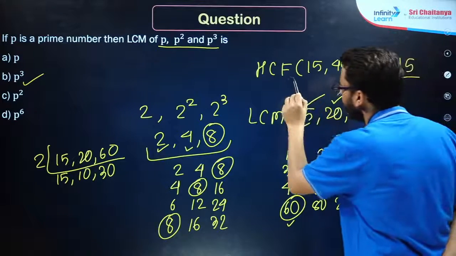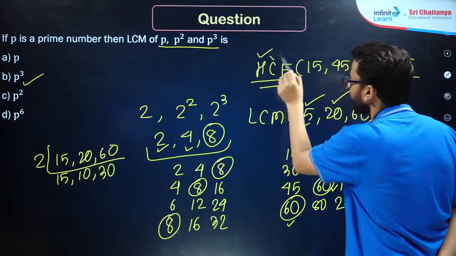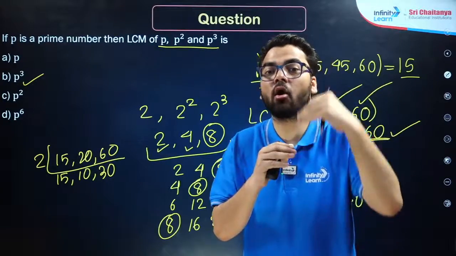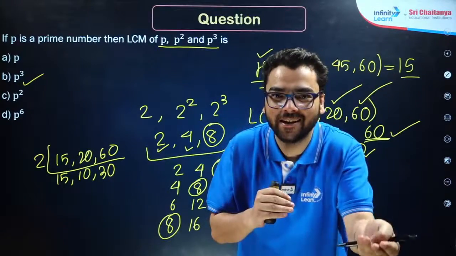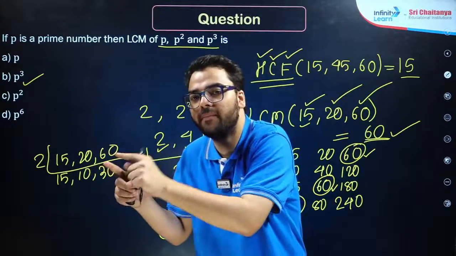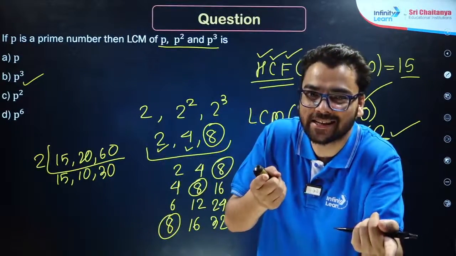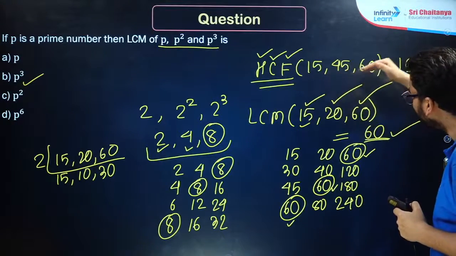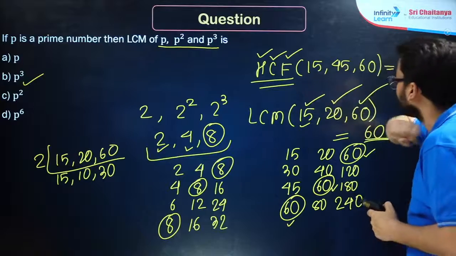HCF का मतलब है हाईएस्ट कॉमन फैक्टर। What is the meaning of that? Highest common factor. It means a factor which is common to all of them and it is the highest. Are you getting my point? So what is the highest value which is a factor of all of them?